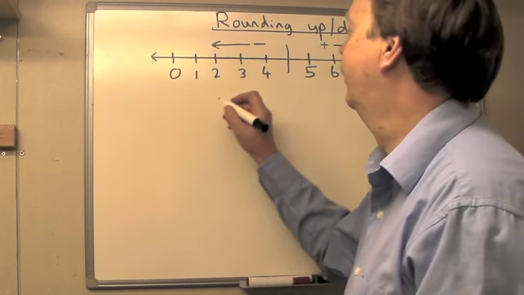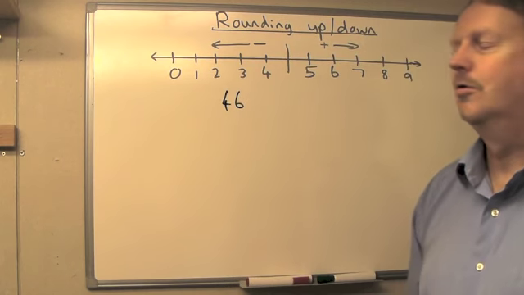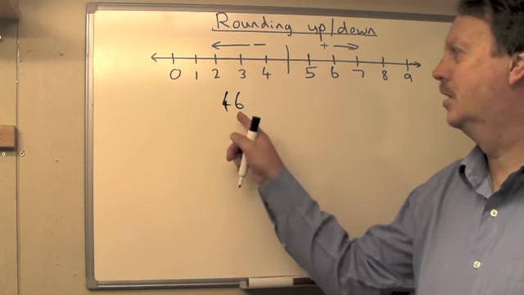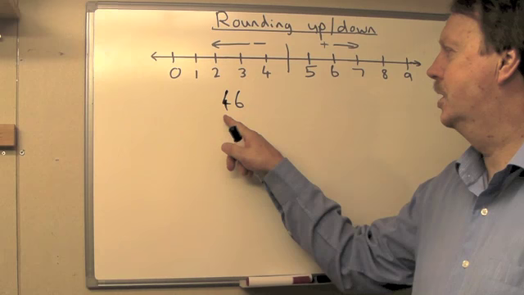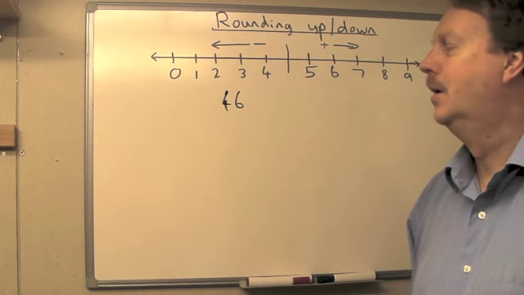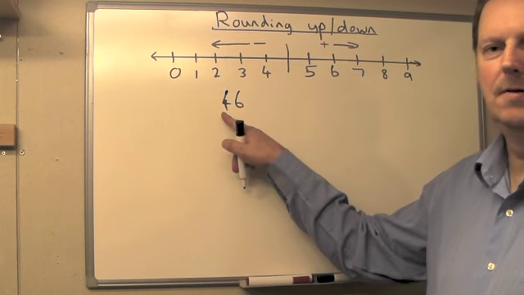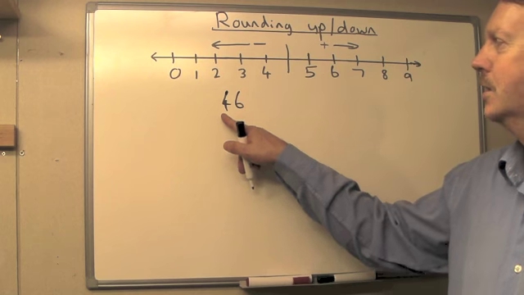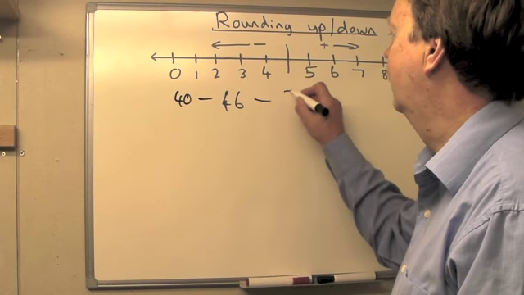For example, if we have the number 46, to round that to the nearest 10, we need to decide what range 46 is in. Now 46 is a number between 0 and 100, and it's a tens number because the first number of the two digits is in the tens column. So 46 is in between 40 and 50.